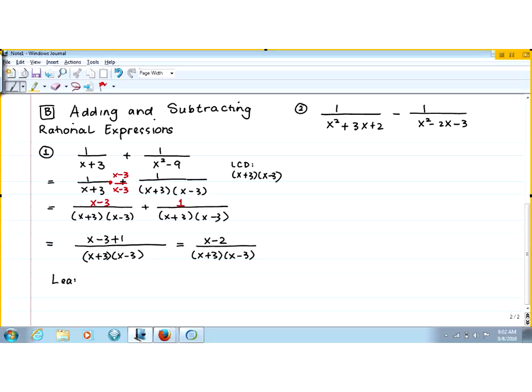So we leave the answer in factored form. So we don't multiply x plus 3 times x minus 3. We will just leave it in factored form. Yeah. All right. So we don't multiply out x plus 3, x minus 3. Can you guys try number 2? Really quick?